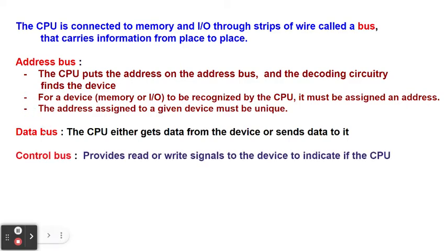Another bus is what we call the data bus, and the CPU either gets the data from the device or sends the data to it. So as you can see, the data bus contains the data, and the control bus provides the read or write signals to the device to indicate if the CPU is asking for information or sending it information. So these are the three buses for the CPU to be used.